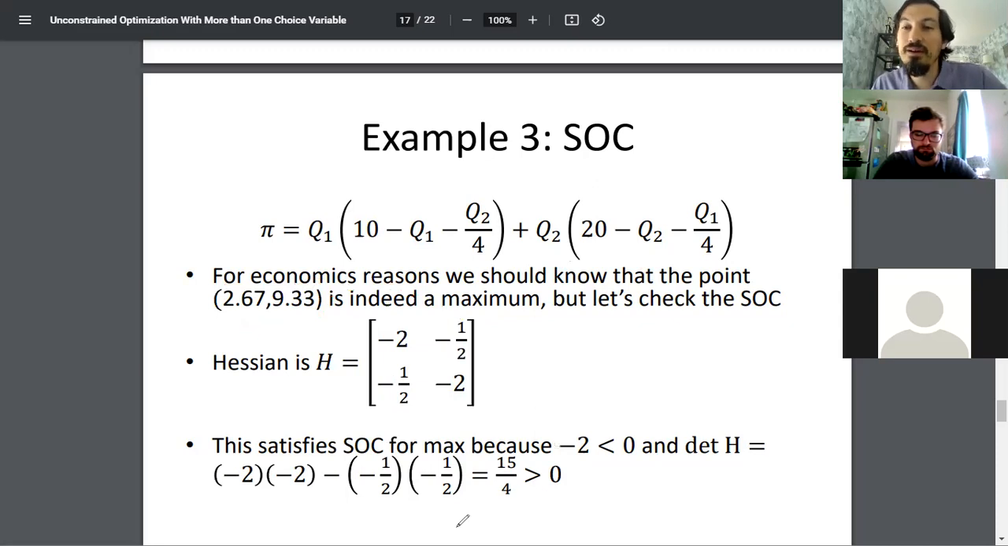So you see now why this problem is done. This is negative. -2 is negative, so that's good. And then, check. Determinant H is positive because -2 times -2 minus -1/2 times -1/2 is 15/4, and that's positive. So that's it, we're done. It satisfies the second order conditions.